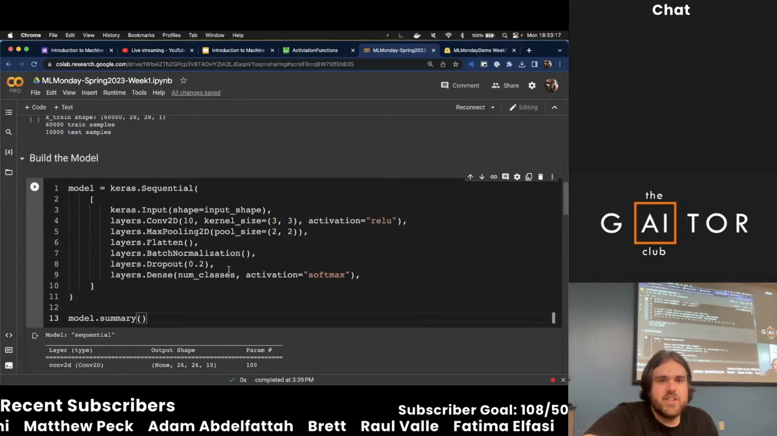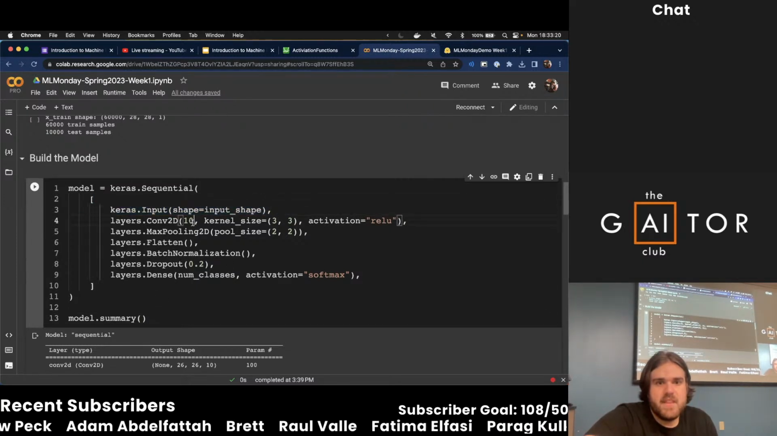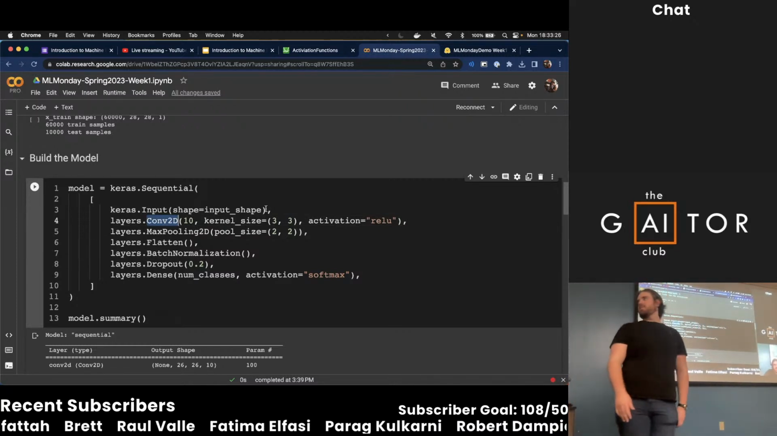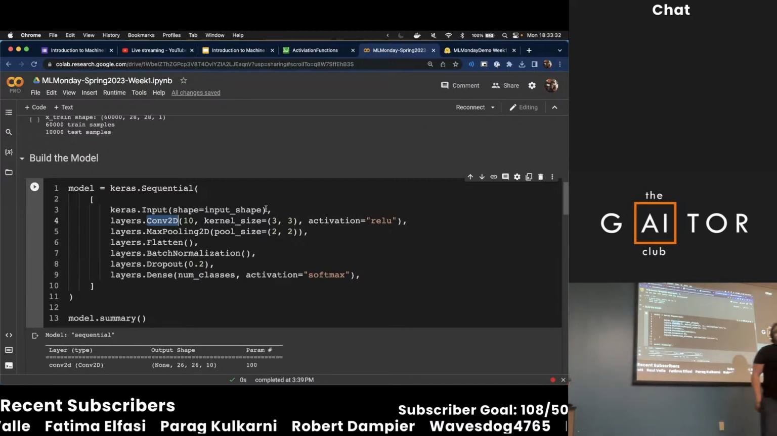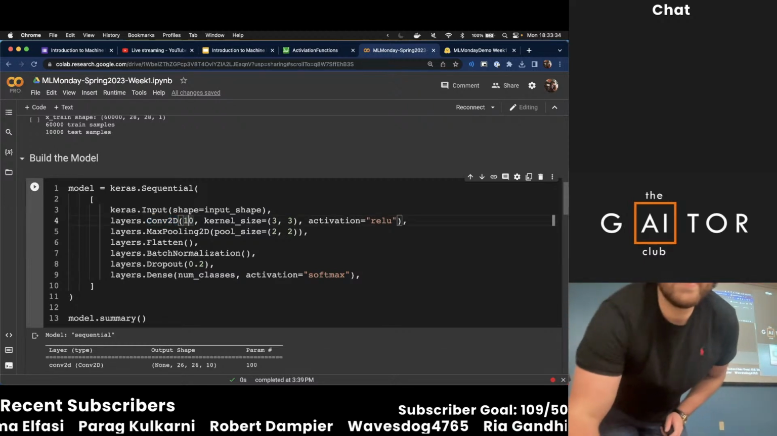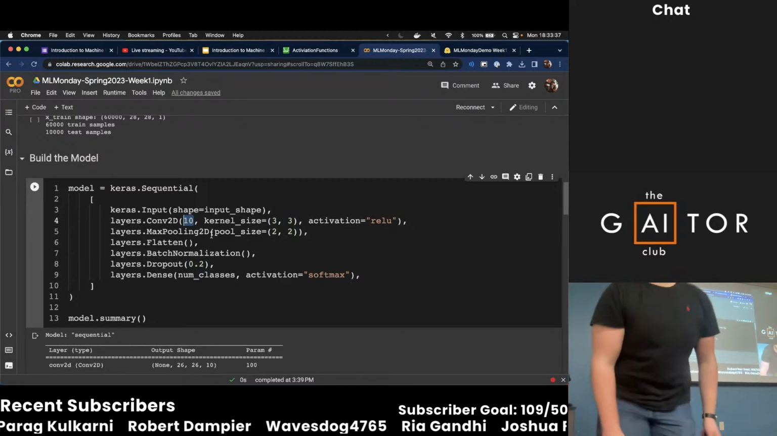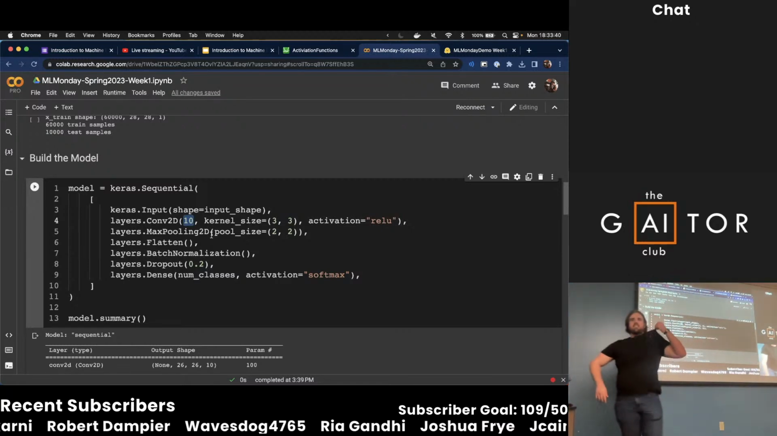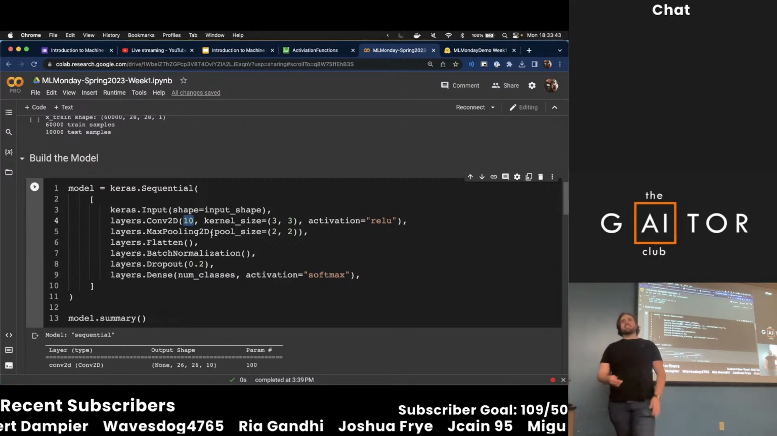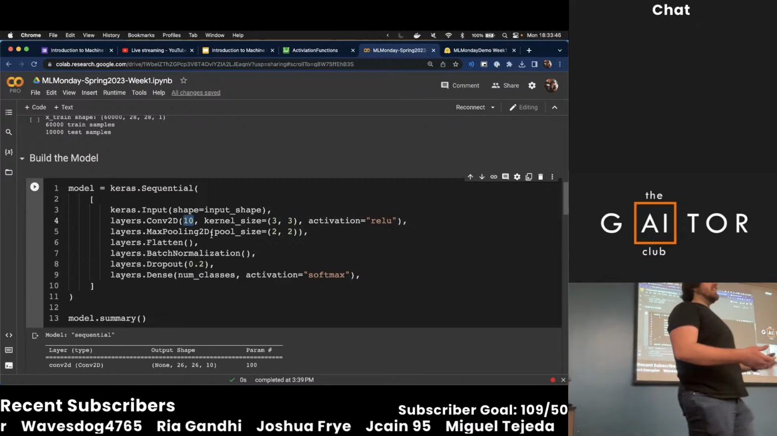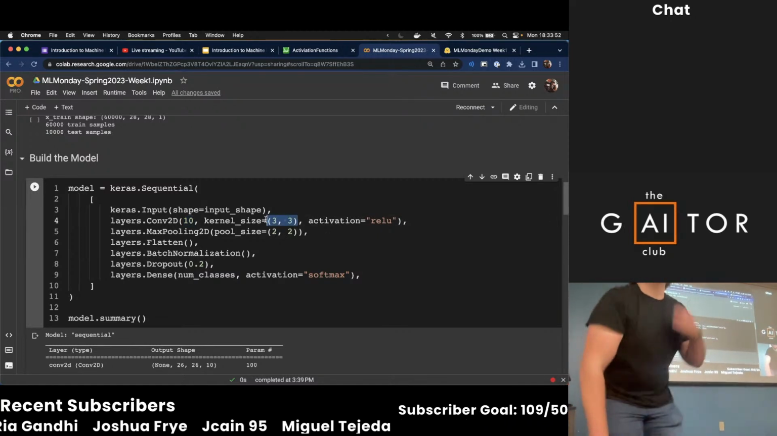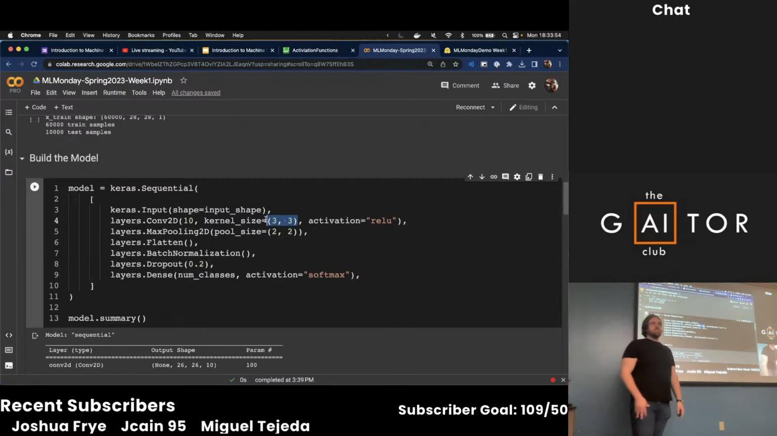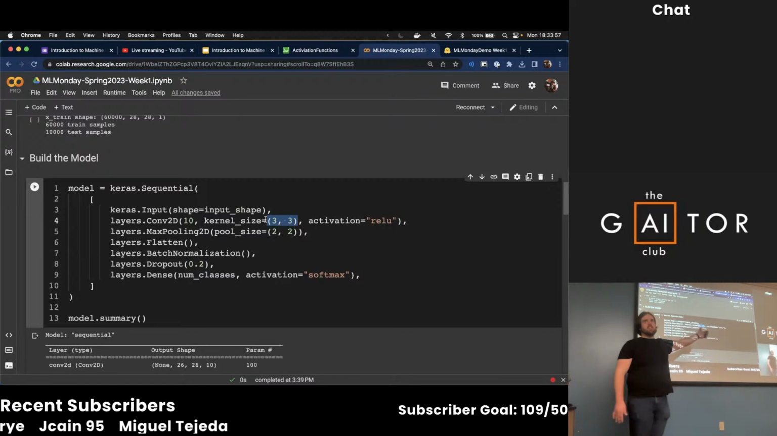Okay, so this is our model. Can anybody guess what this means? The convolution 2D. Can anybody guess what this value means? This 10. Yes. How many layers, right? How many convolutional layers? Well, how many filters? But that's kind of the same thing. Yeah. It's basically we're using 10 different filters. And the size of those filters are 3 by 3. And the activation we're using to train those filters is a rectified linear unit.